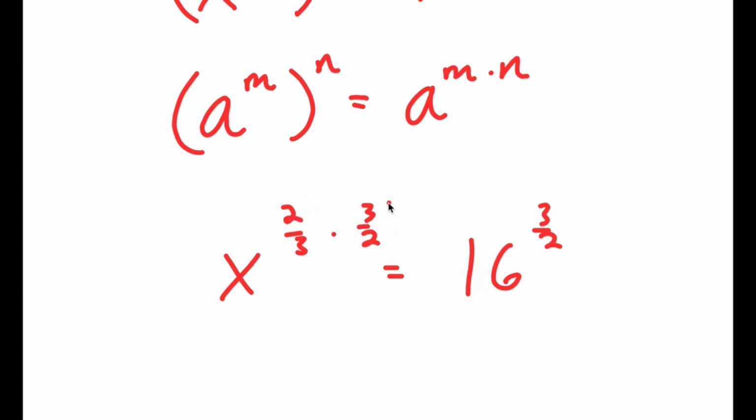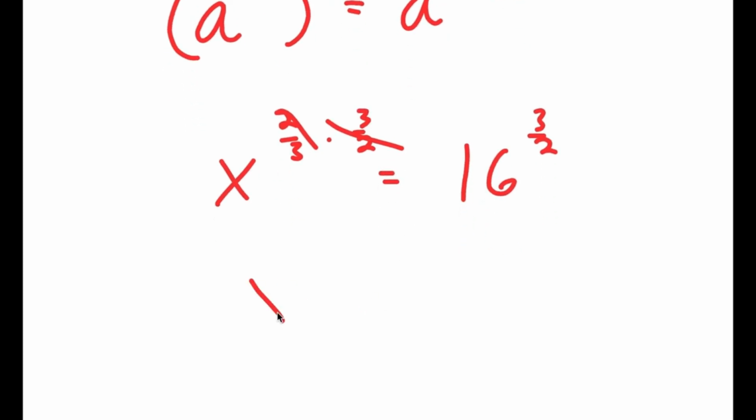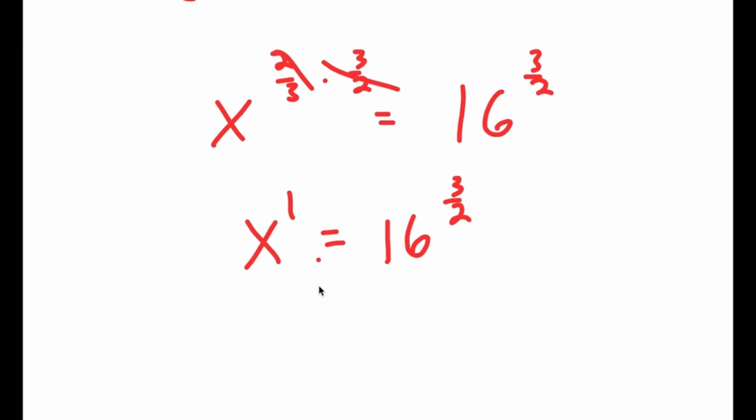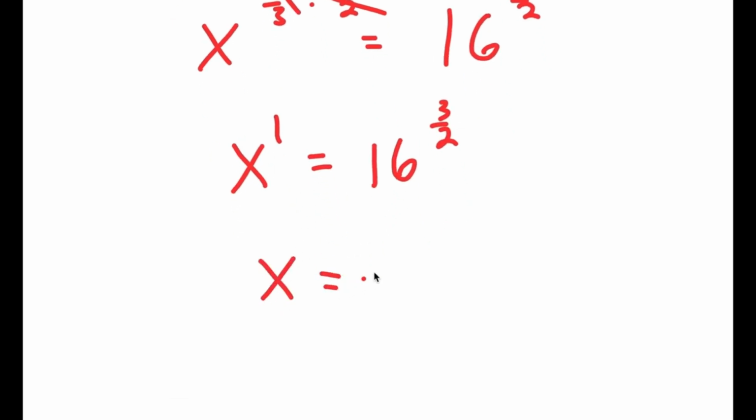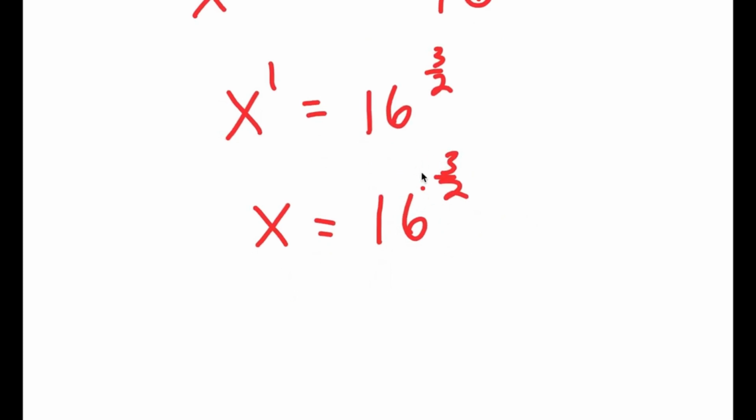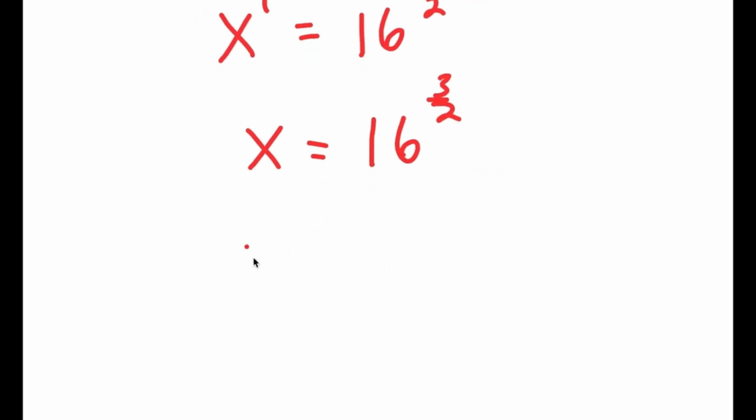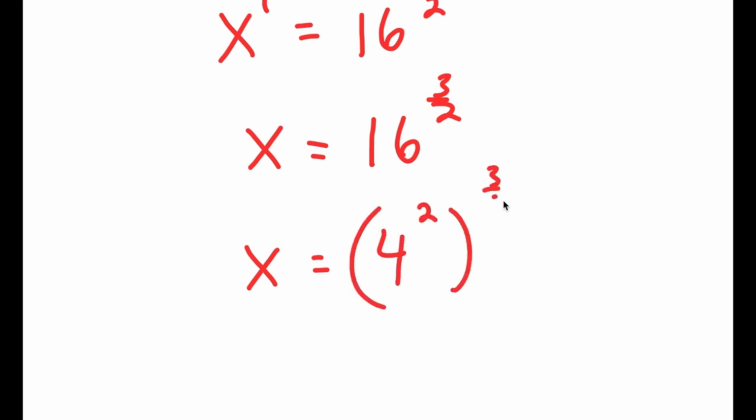Now, 2 over 3 and 3 over 2, these two are reciprocals, so they simply cancel out, leaving me with x to the power of 1 is equal to 16 to the power of 3 over 2. And x to the power of 1 is the same thing as x, so I get x is equal to 16 to the power of 3 over 2. However, we're not done yet, because we still have to simplify this. 16 to the power of 3 over 2 is the same thing as 4 squared to the power of 3 over 2.